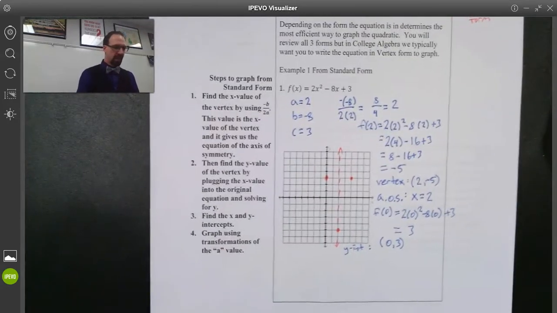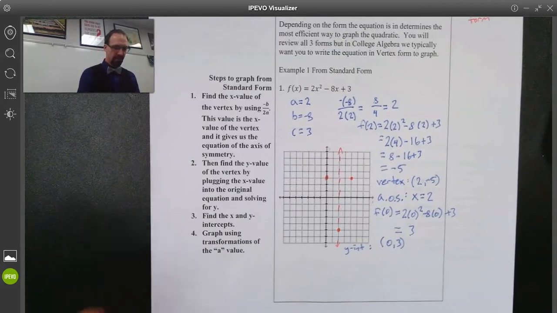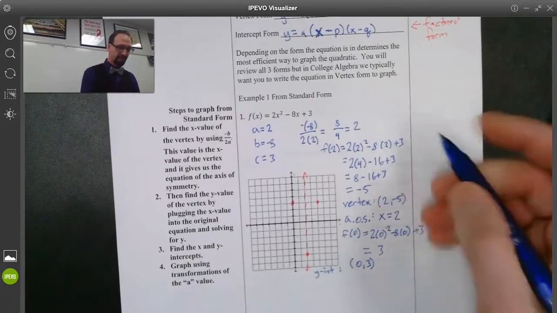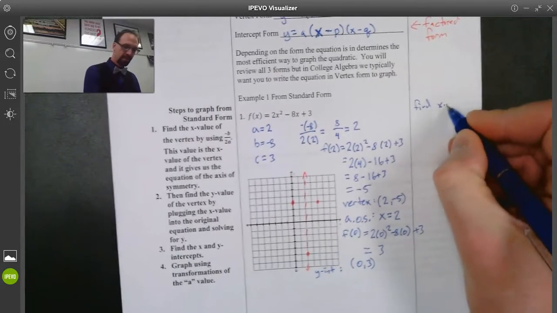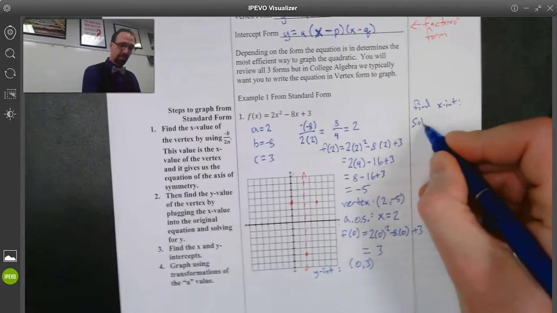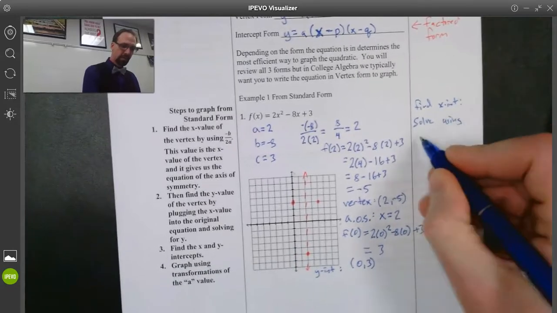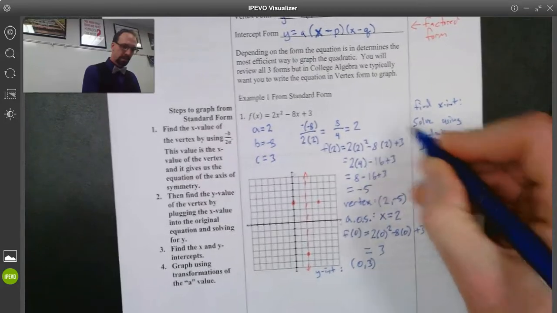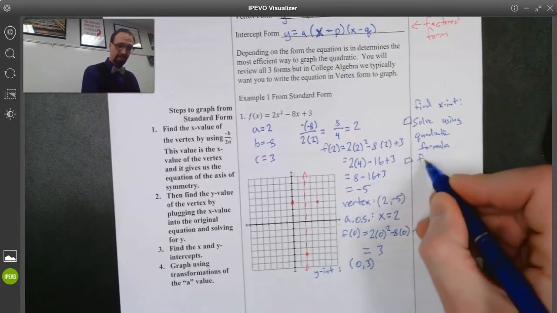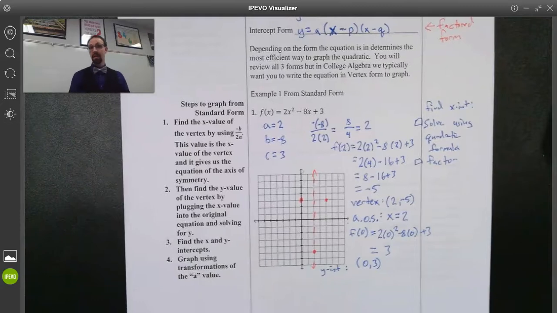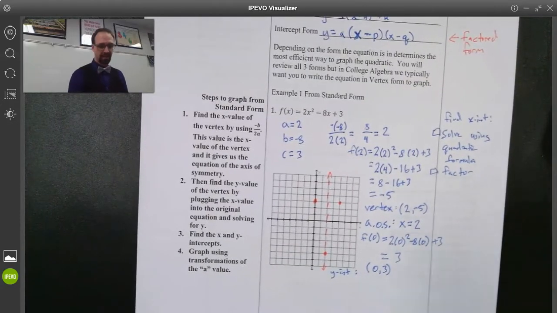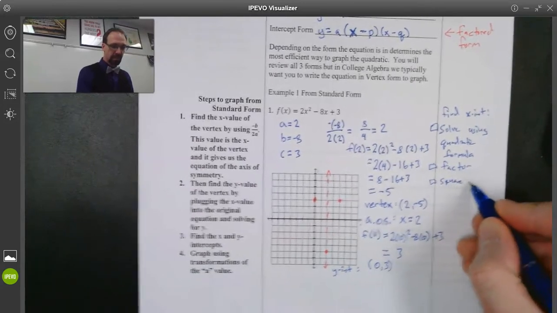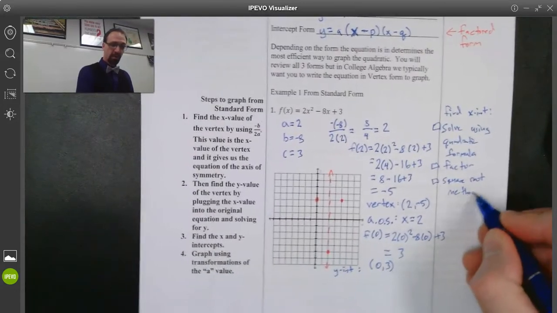To find your x-intercepts, you could solve for this. You could use the quadratic formula. That's one way to find the x-intercepts. You could solve using the quadratic formula. You could factor. That's another way, if it's possible. Sometimes it's not possible to factor easily, and you have to use the quadratic formula. If there's no b term, then you could use the square root method. Or you could also complete the square.